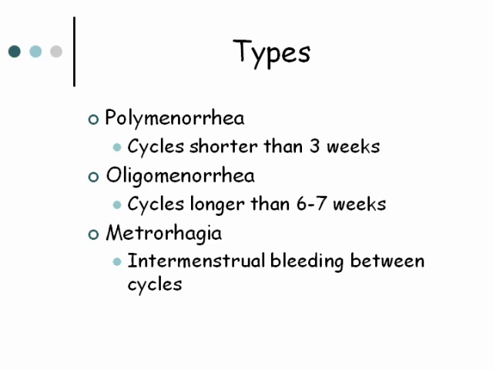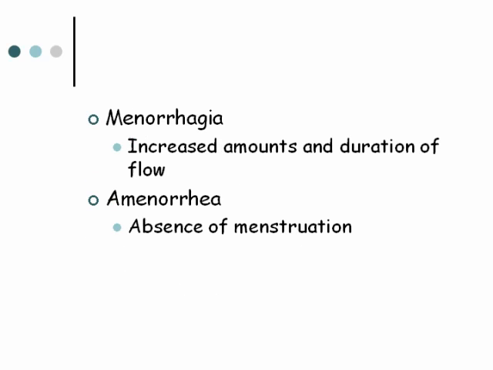Oligomenorrhea, the cycles are longer than usual, definitely longer than 4 weeks, but anywhere from 6 to 7 weeks. So these women are going a longer bit of time between their periods. And then metrorrhagia is when you have bleeding between cycles. Menorrhagia is when you have an increased amount of bleeding during the period.